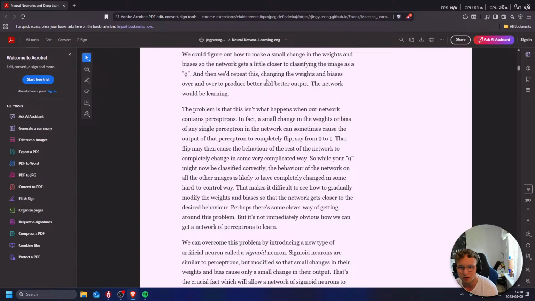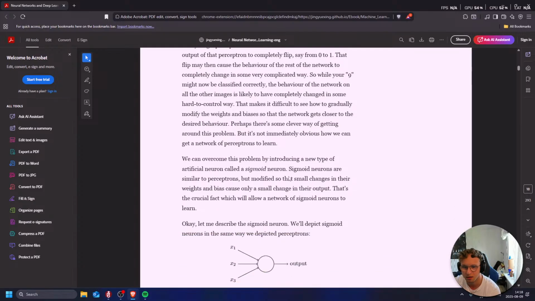That flip may then cause the behavior of the rest of the network to completely change in some very complicated way. So while your 9 might now be classified correctly, the behavior of the network on all the other images is likely to have completely changed in some hard to control way. That makes it difficult to see how to gradually modify the weights and biases so the network gets closer to the desired behavior. Perhaps there is some clever way of getting around this problem, but it's not immediately obvious how we can get a network of perceptrons to learn.